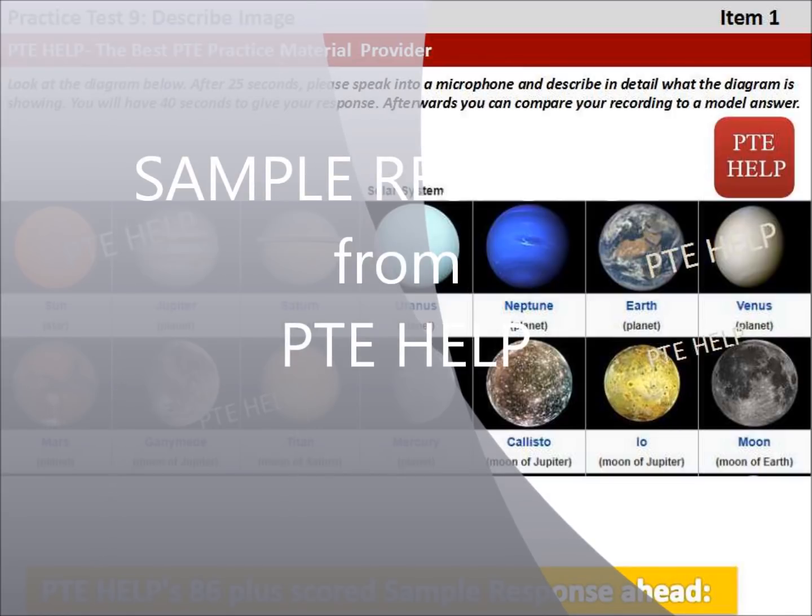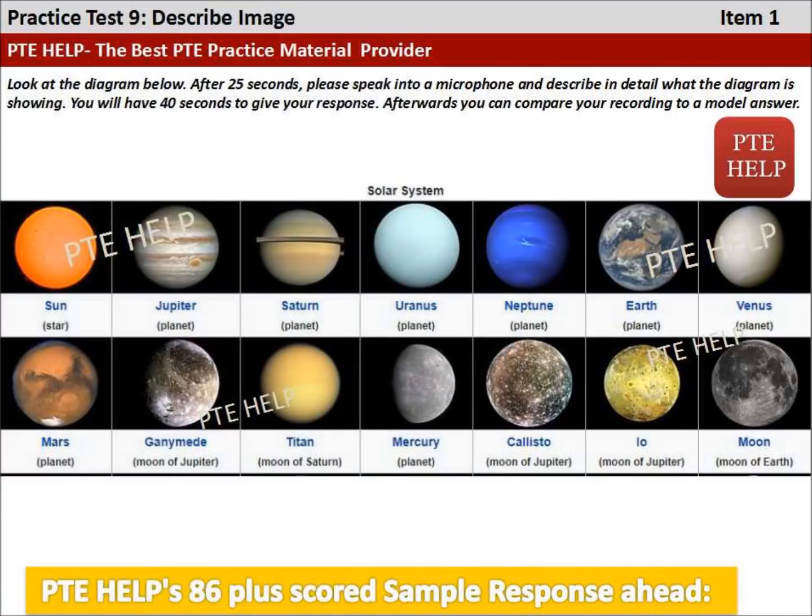PTE Help Test 10. Describe image. Sample response. This image represents the solar system. At first glance, it seems that the different types of orbital bodies are categorized according to their sizes. The first one is the Sun, which is a star, followed by Jupiter, Saturn, Uranus, Neptune, Earth, Venus and Mars, which all are the planets.